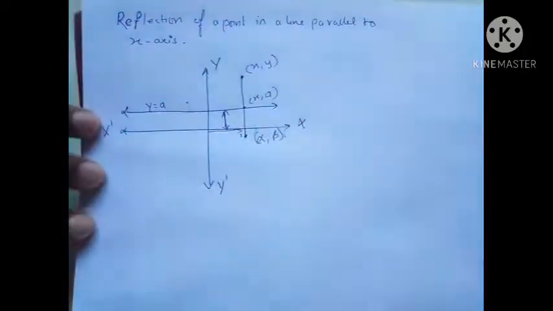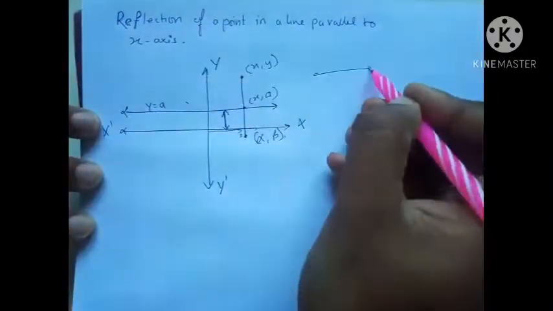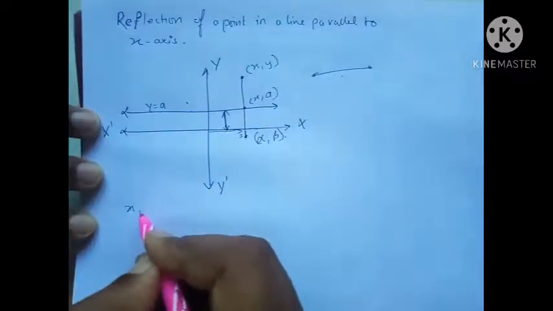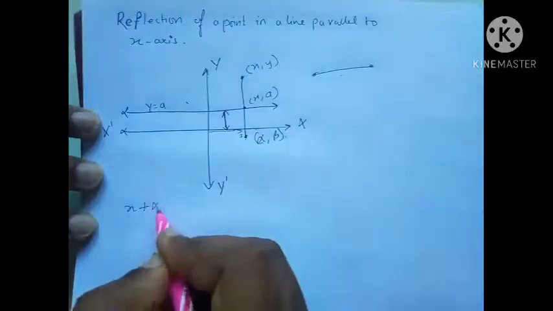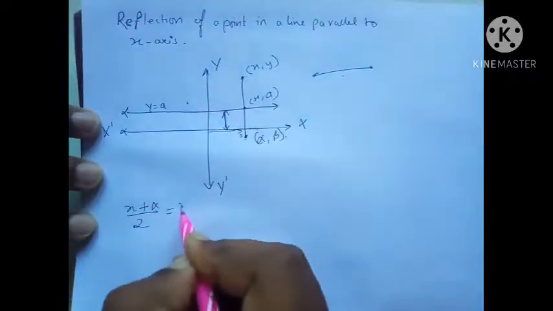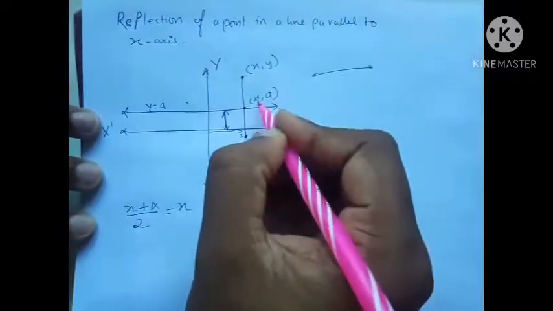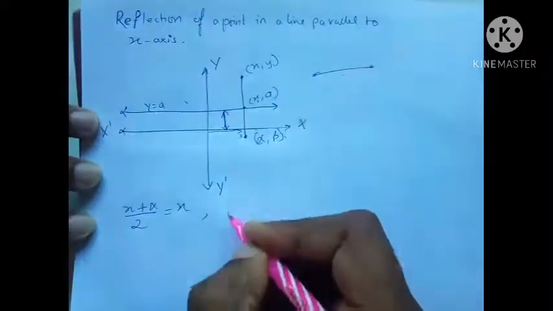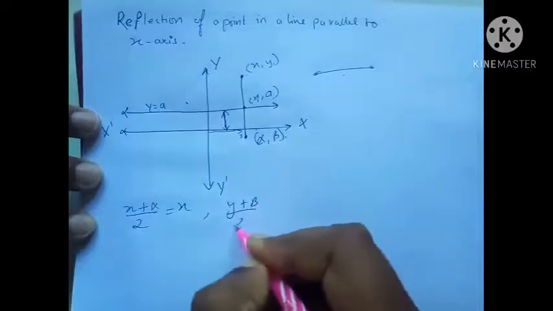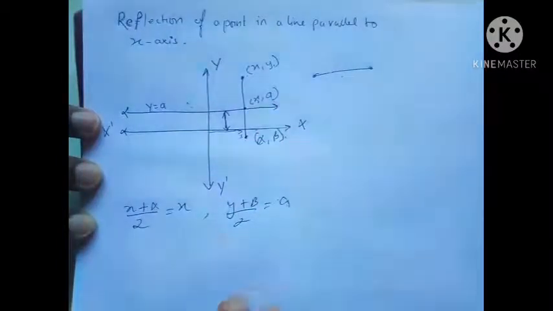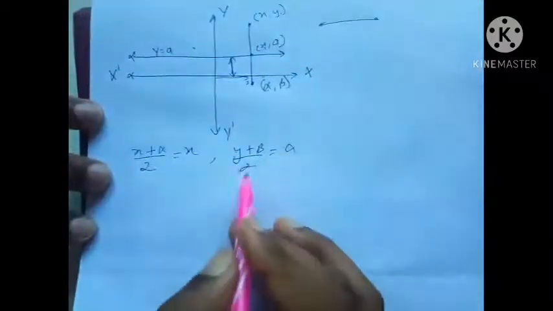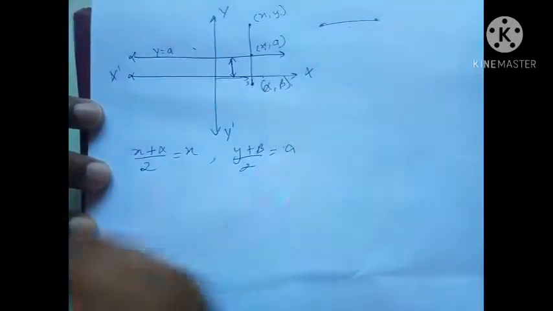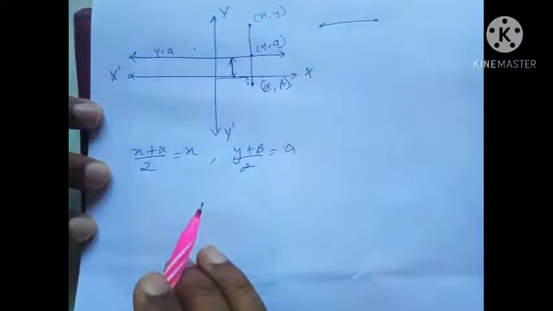So how do we find the midpoint of any given line? x1 plus this one, alpha, upon 2, and I get the midpoint. The midpoint is this for x. Let's find it for y. So y plus beta upon 2 is equal to a. So I'm basically finding the value of alpha and beta. What will the values of alpha and beta be? Okay, then I'll explain it to you with the help of an example.